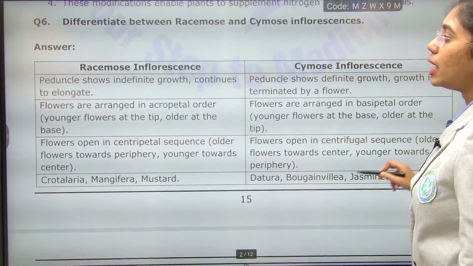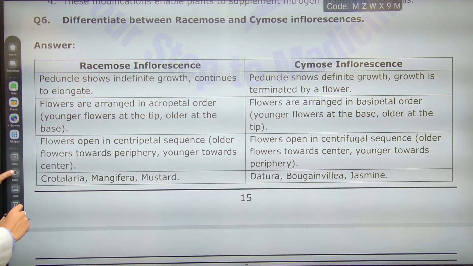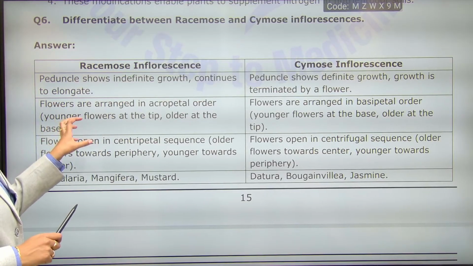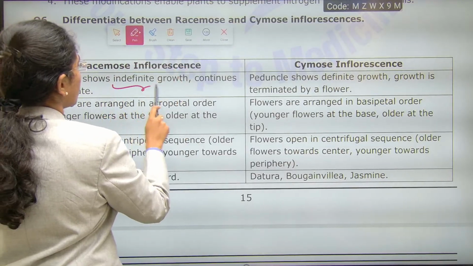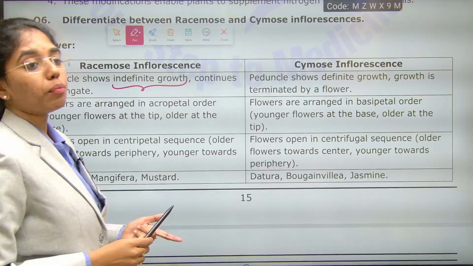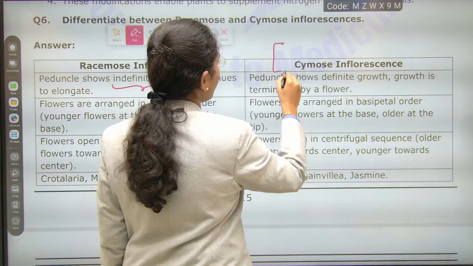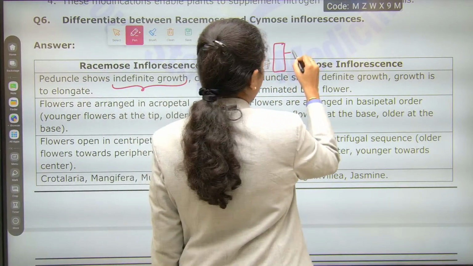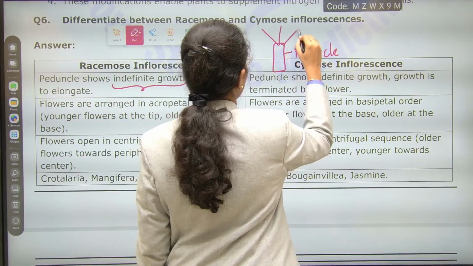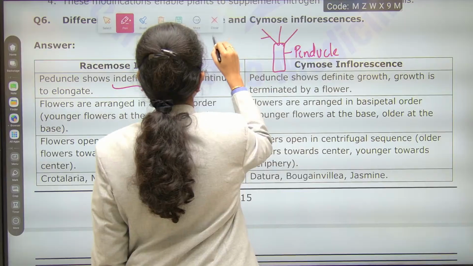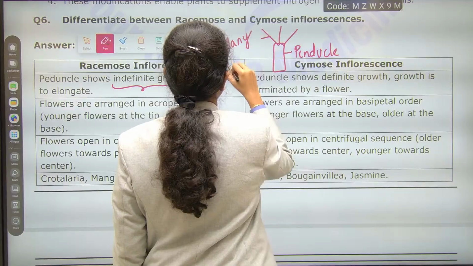Next you see, differentiate between racemose inflorescence and cymose inflorescence. In racemose inflorescence, the peduncle will show indefinite growth. In cymose inflorescence, what is peduncle? This is the common floral stalk, called peduncle. Peduncle will hold many pedicels.